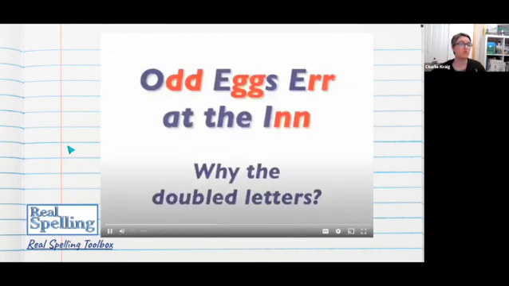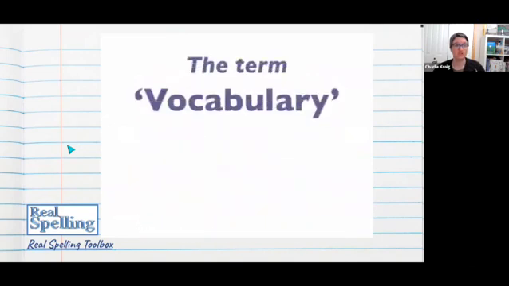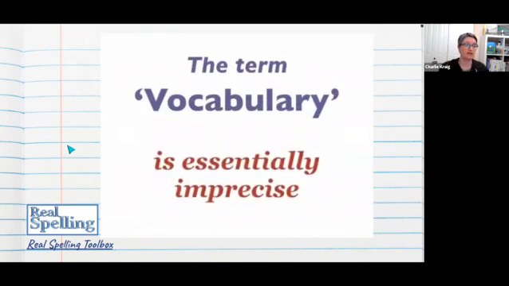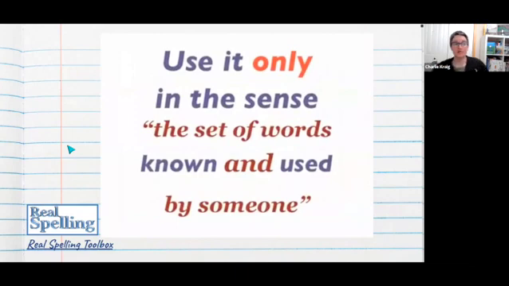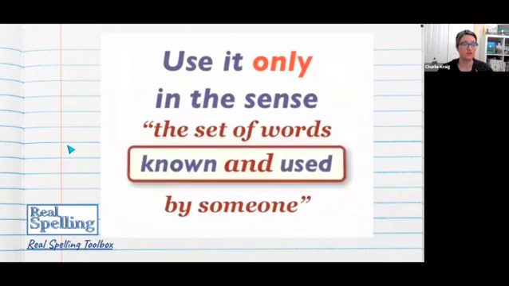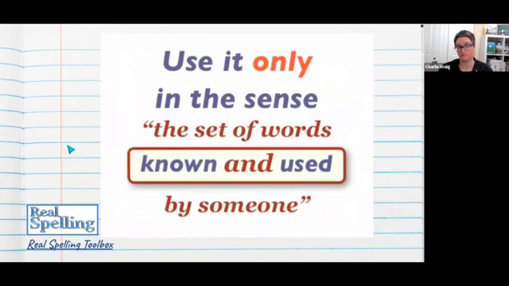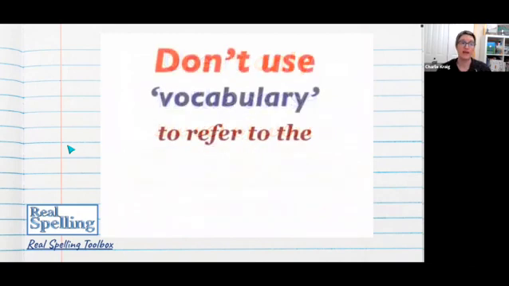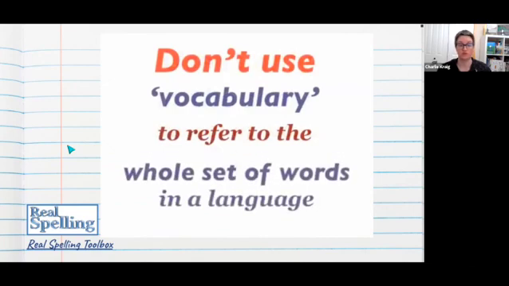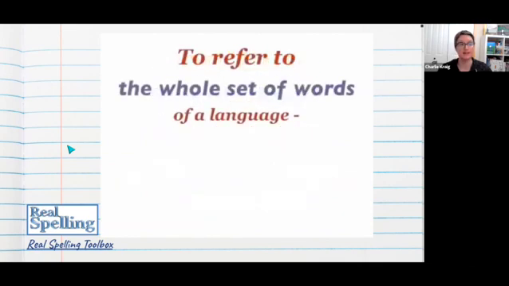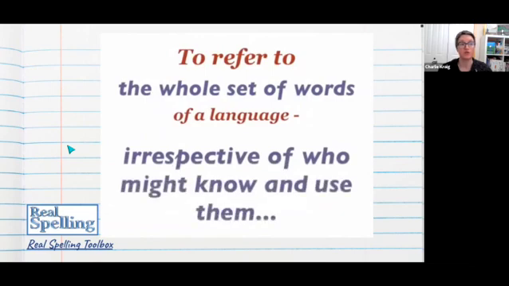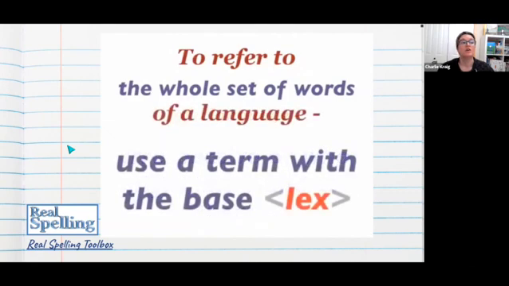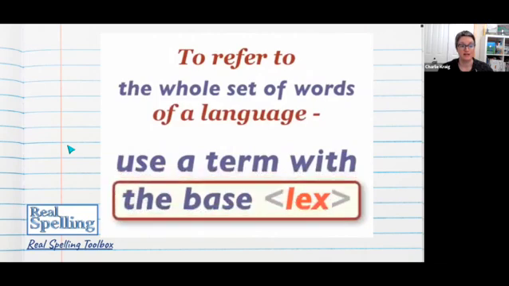And so why the doubled letters? The term vocabulary is essentially imprecise. Use it only in the sense of the set of words known and used by someone. Don't use vocabulary to refer to the whole set of words in a language. To refer to the whole set of words in a language, irrespective of who might know and use them, use a term with the base lex.